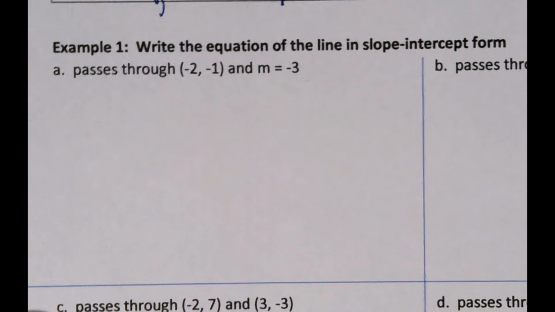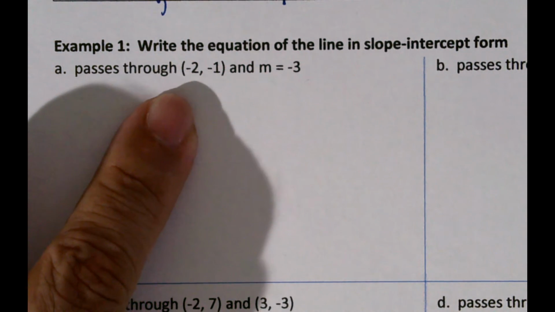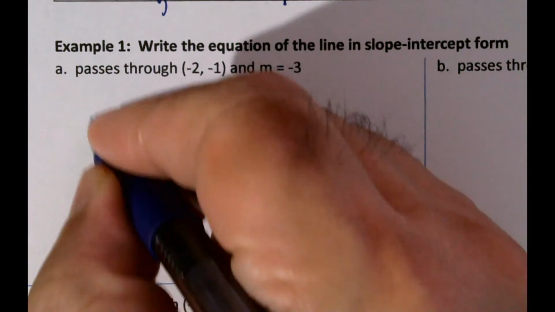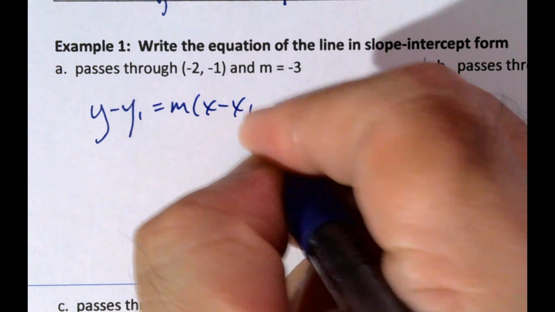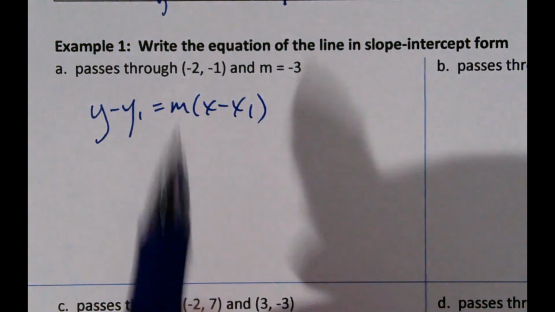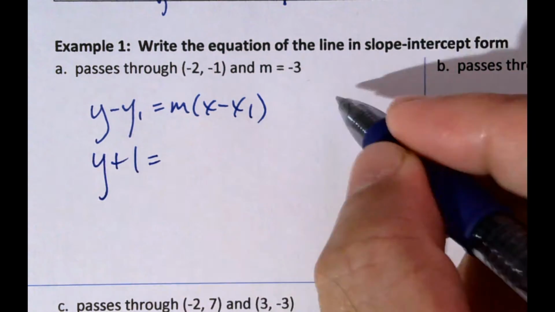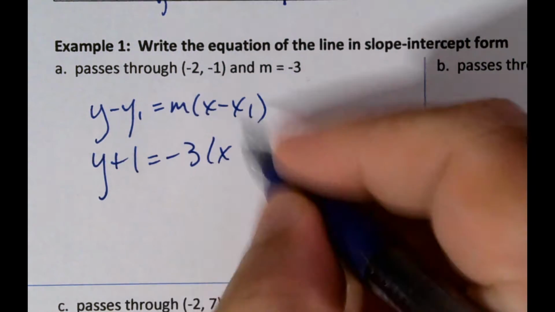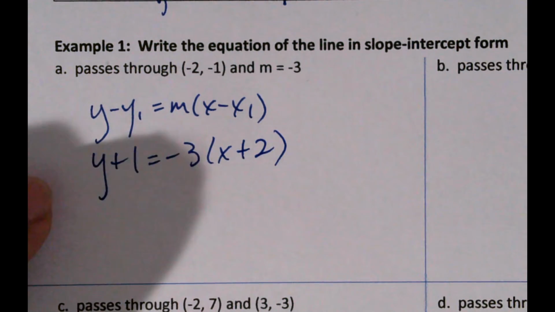So example 1a. We're given a point, so here's my point, and we're given a slope. So we go straight to that form: y minus y1 equals m times x minus x1. All right, and y1 is negative 1, so it's y plus 1. M is negative 3. X minus negative 2, so that's a plus 2. All right, so that's the equation of a line.